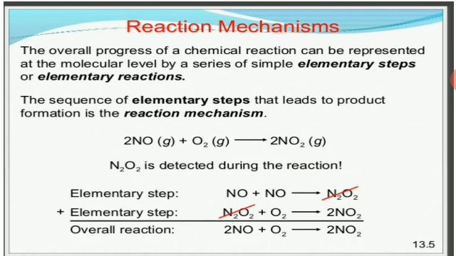The rate law also gives us the reaction mechanism, whether it is a simple elementary type of reaction or it may occur in steps. So here 2NO plus O2 give rise to 2NO2. This is the reaction in which N2O2 is detected during the reaction. So the elementary steps are NO plus NO give rise to N2O2. This N2O2 again reacts with oxygen to give us 2NO2. So the overall reaction will become 2NO plus O2 give rise to 2NO2.